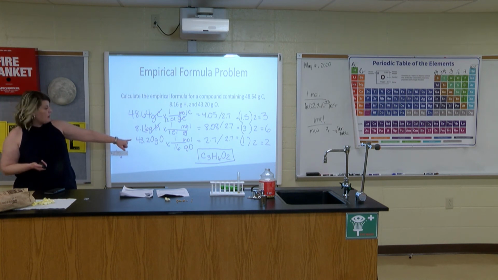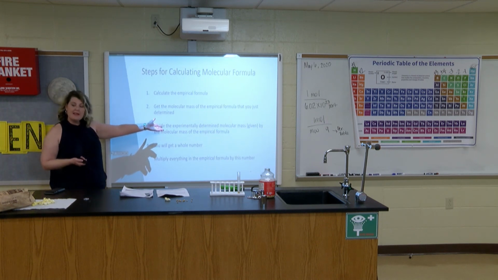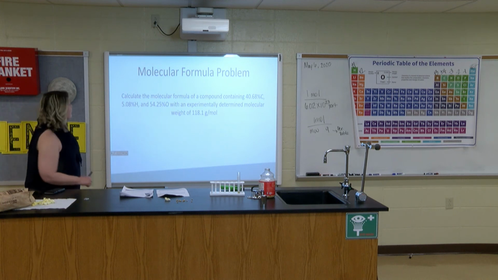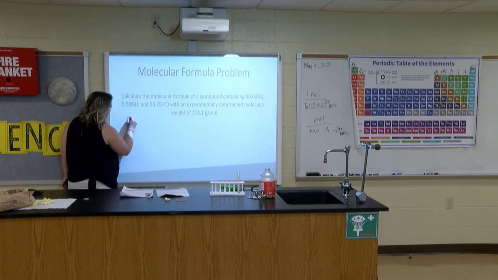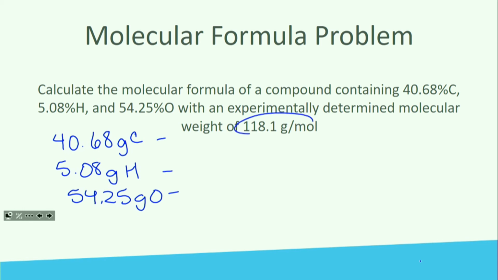C3H6O2. You're going to add up 3 carbon, 6 hydrogen, and 2 oxygen. You're going to get its mass, and you're going to divide the mass that they gave you by the mass that you calculated to get the ratio of what you need to multiply that formula by. So let's work one really quickly, and I'm going to go kind of fast on this one because this is a review. So I have a compound that contains 40.68% or grams of carbon, 5.08 grams of hydrogen, and 54.25 grams of oxygen. And I tell you in the end, whatever formula you get has to weigh 118.1.